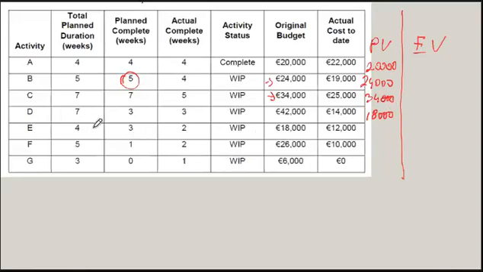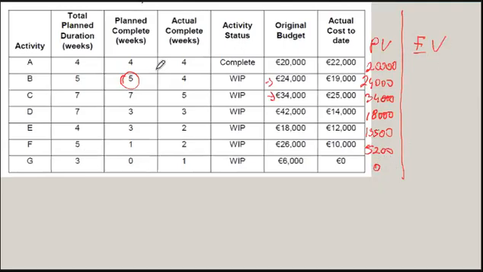For activity E, we're planning to have 3 quarters completed here. So that's 13,500. For activity F, a fifth is planned to be completed. A fifth of 26,000 is 5,200. And we're not planning to have anything completed here.